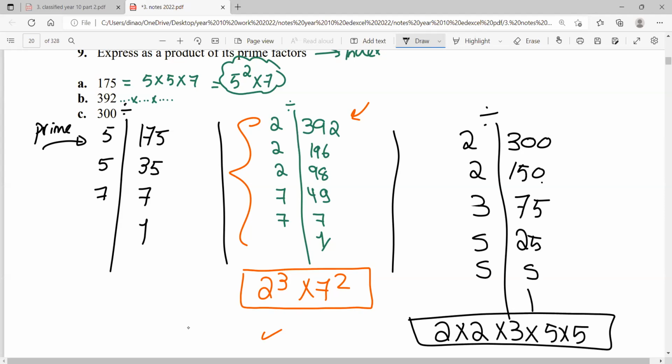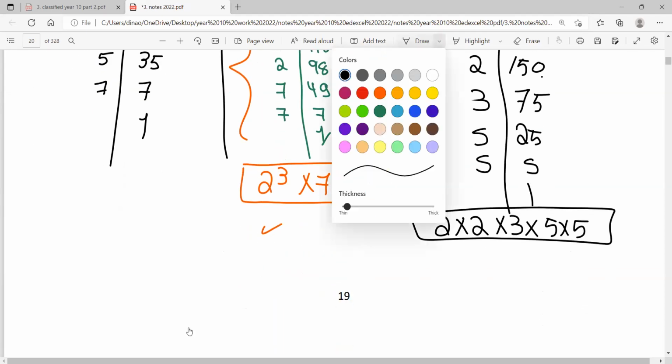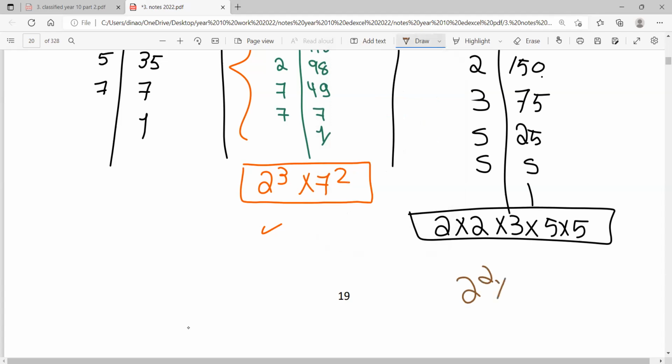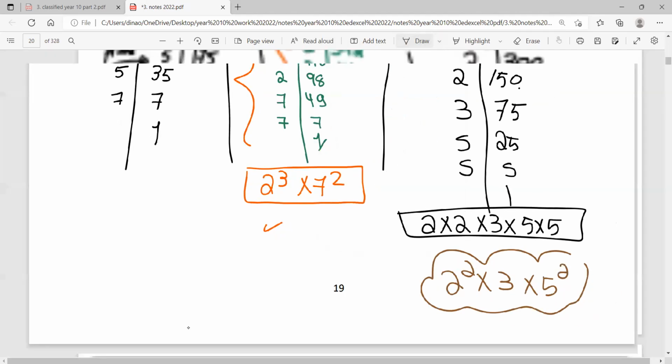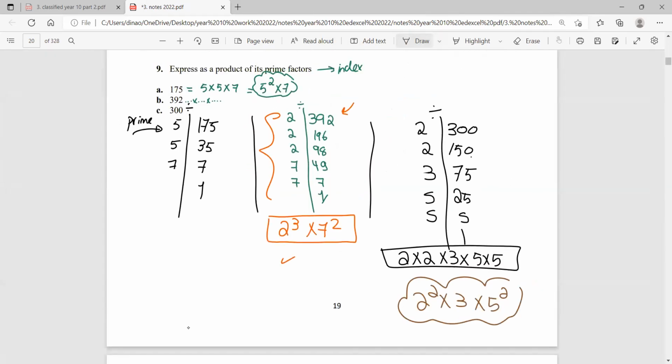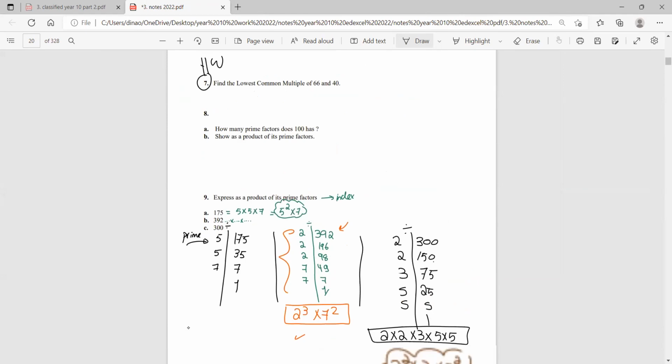You want to write it like this? But if the question says write it in an index form, then you must write it in an index form. And the word index simply means powers. If there is a number that is repeated, then you have to combine it by adding powers. We make sure that the answer is correct. And this is the second part of the topic, prime factoring. It is not difficult.